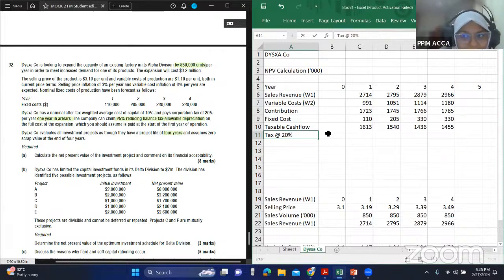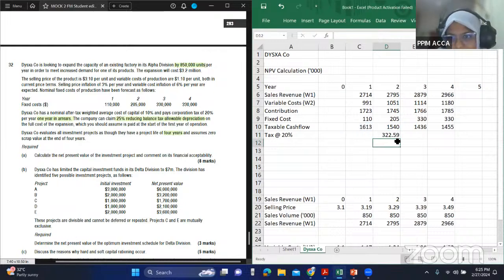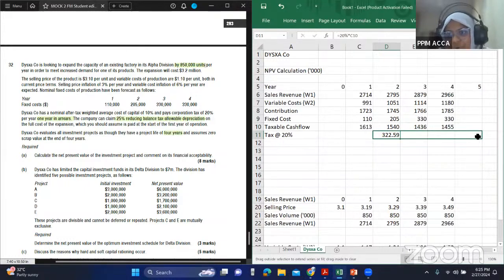Okay, but you have to be careful with the timings. Why? Because we are not paying tax in the same year of the cash flow itself. We are paying it 1 year in arrears. So this 1613 cash flow, 20% of it is obviously the tax, but we are not going to pay it in year 1. We will be paying it in year 2. So 20% of 1613. Okay, so we will have a figure even for year 5.